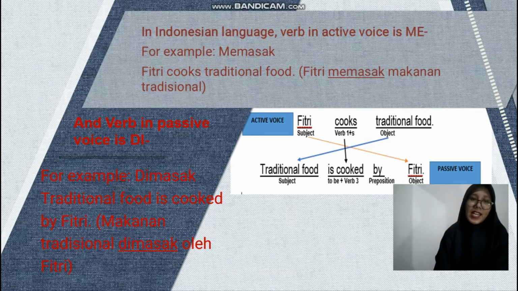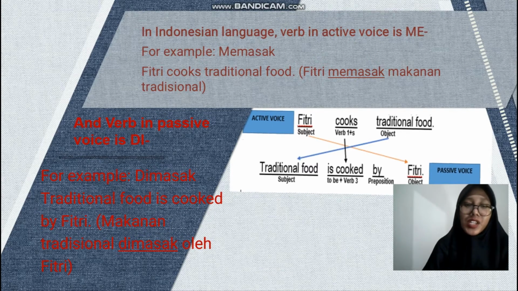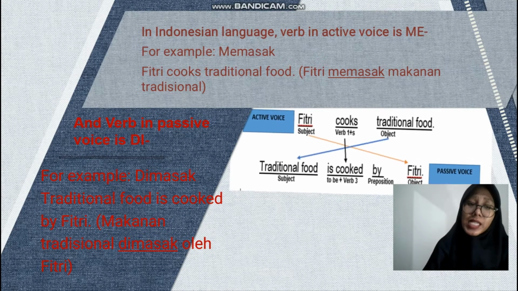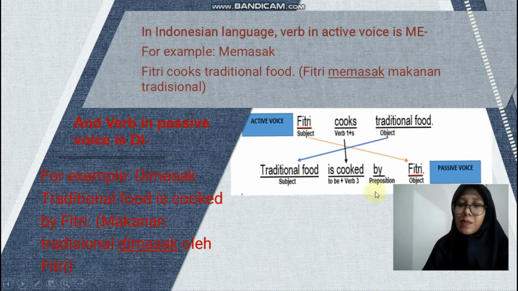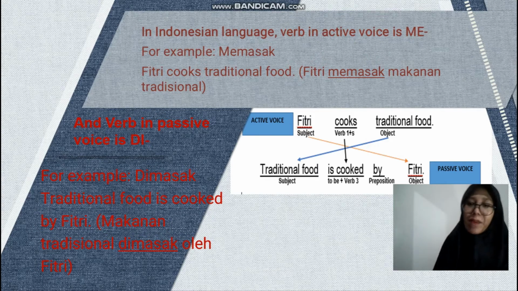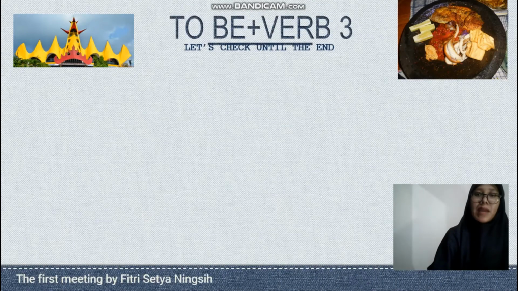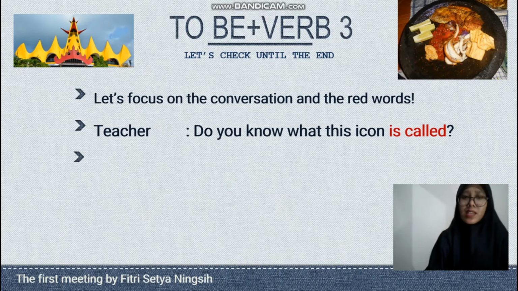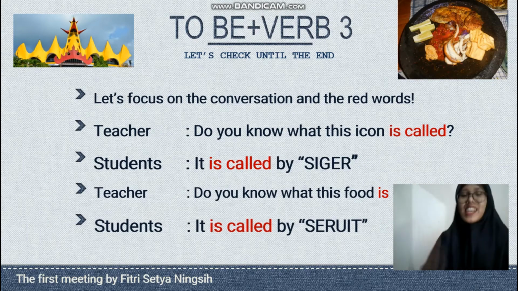Well guys, in Indonesian language, there are active voice and passive voice. Guys, this is additional, yes. In a passive voice, it is common that we use the preposition by. To change active voice to passive voice, you have to change the position of the subject and the object. Well guys, we focus on passive voice, that is to be plus verb 3. What is that? Let's check until the end.